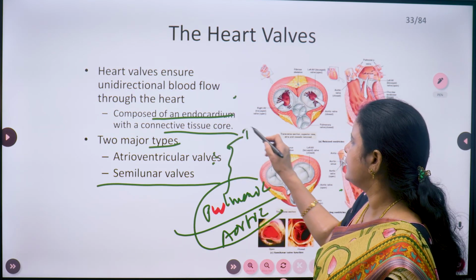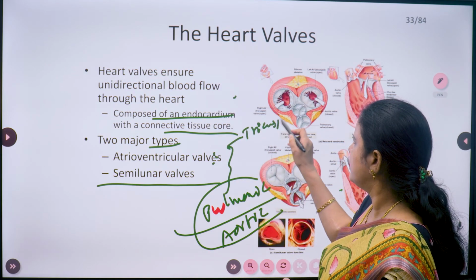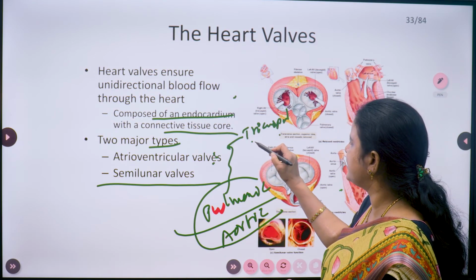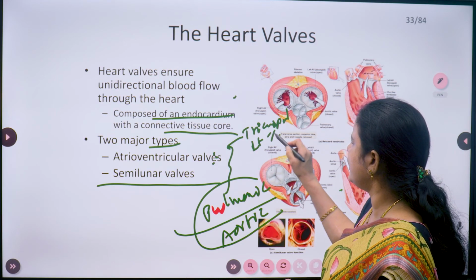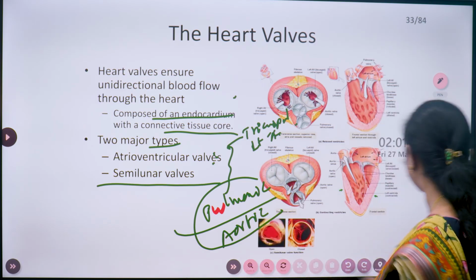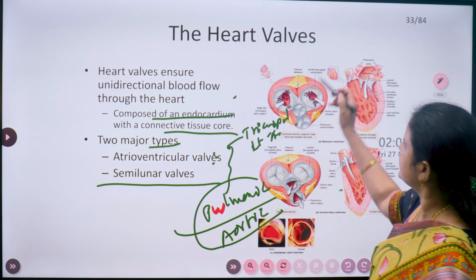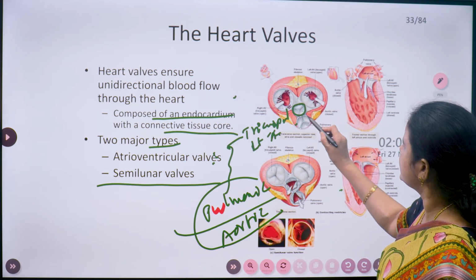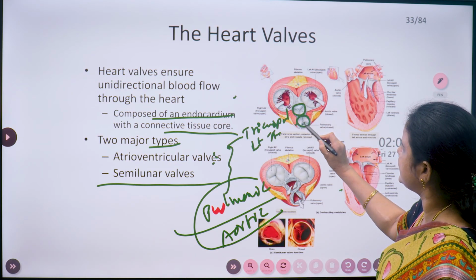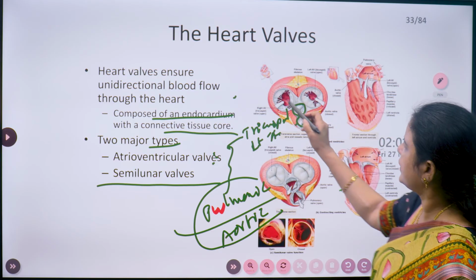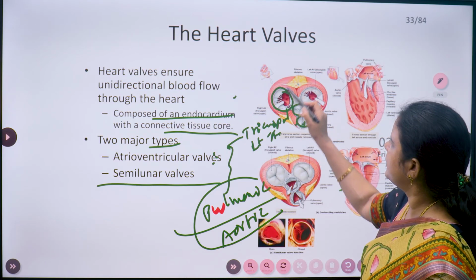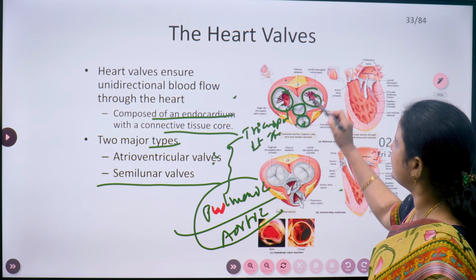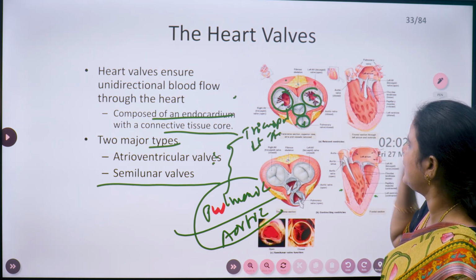Atrioventricular valves are the tricuspid valve between the right atrium and right ventricle, and the bicuspid valve between the left atrium and left ventricle. Here you can see the aortic valve, and this is the pulmonic valve, present in the right ventricle. This is the tricuspid valve between the right atrium and right ventricle. This is the bicuspid valve between the left atrium and left ventricle.